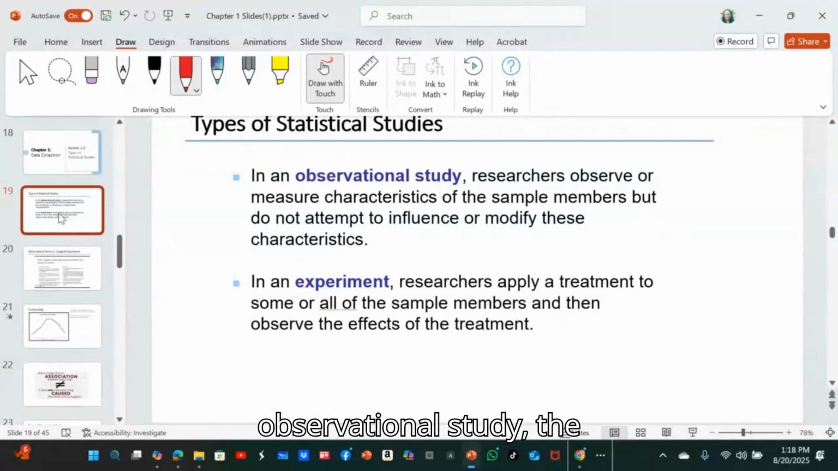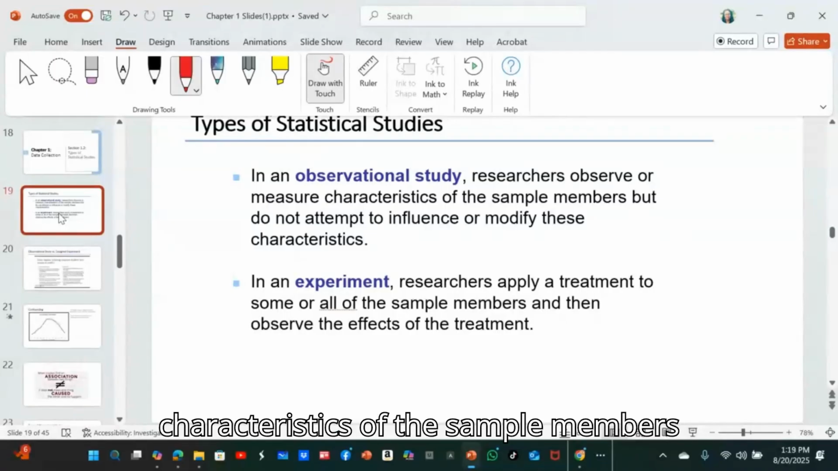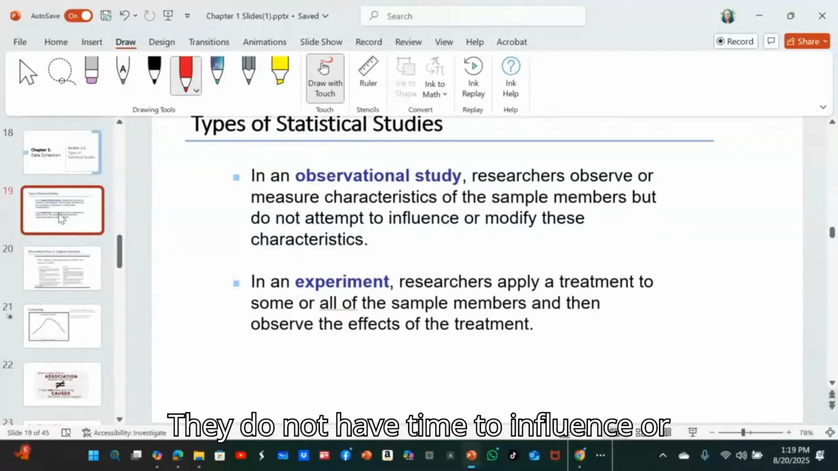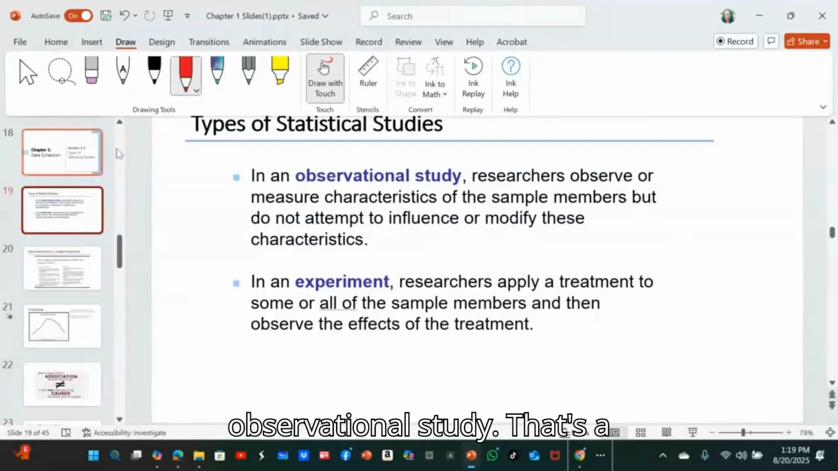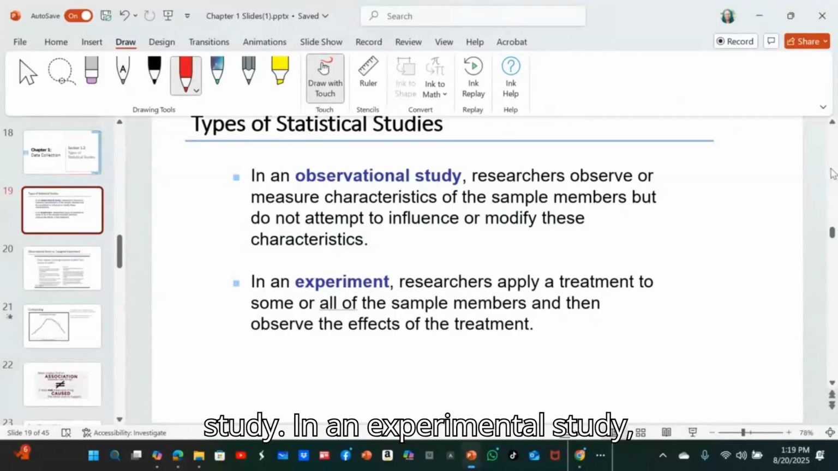In any observational study, the researchers observe only. They observe or measure characteristics of the sample members. They do not attempt to influence or modify these characteristics. So notice, this is a definition of observational study.